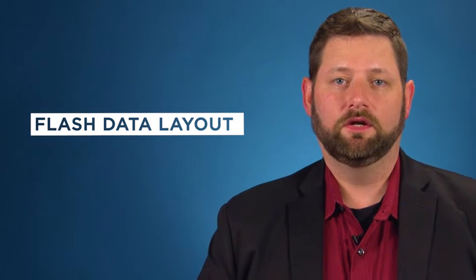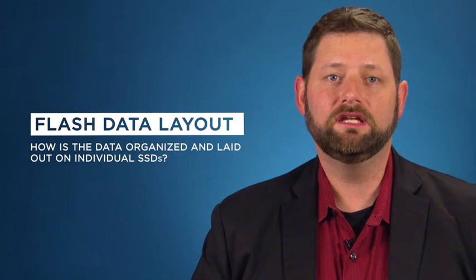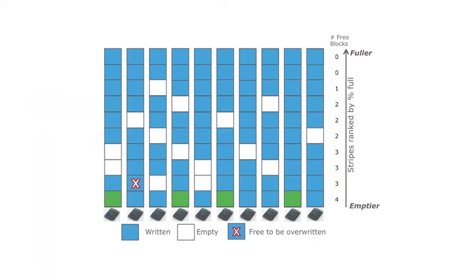In this next section, we'll look at the flash data layout. The question we're asking here is, how is the data organized and laid out on individual SSDs? XtremIO uses a fixed block layout. That is, the data is written out in RAID stripes, a RAID set of 23 plus 2 disks. Once a drive is fully written, partial stripes are updated in place with the new data. The benefit here is that existing data doesn't move once it's written.